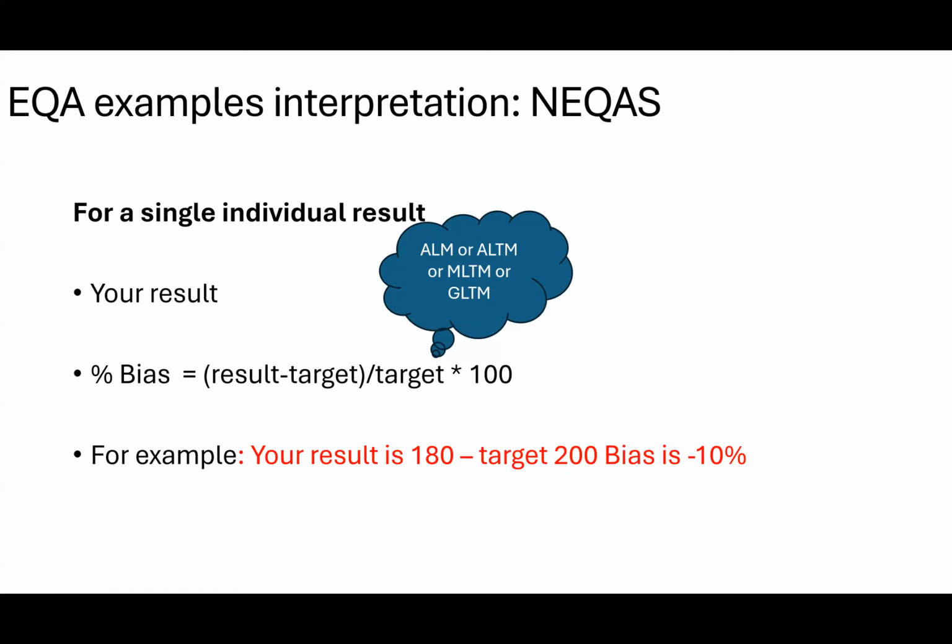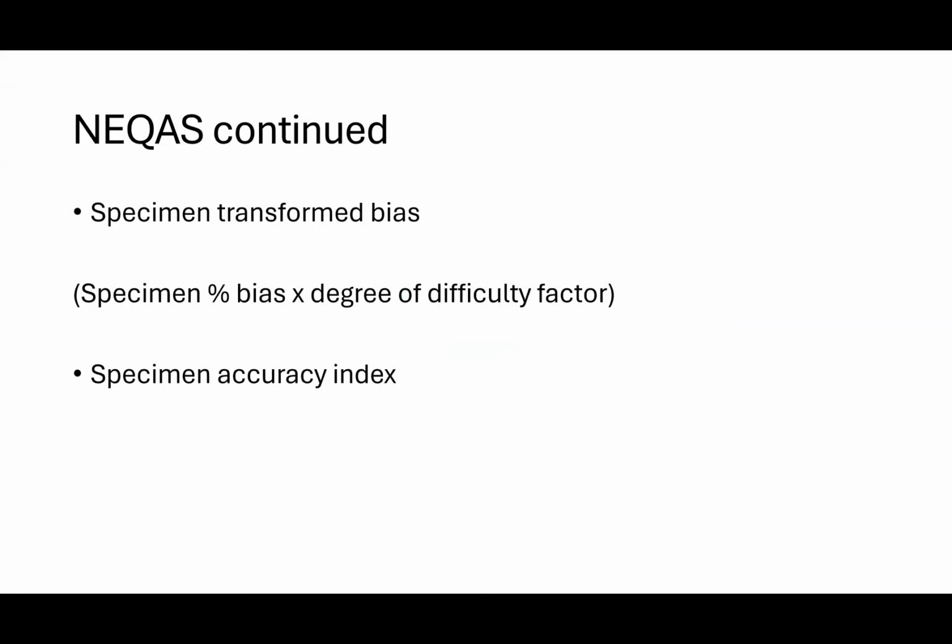And then, for example, you have a result of 180, the target that they want is 200, therefore your bias in this example would be 10%. So for a single result, you also get from NEQAS something called the specimen transformed bias. And this is just the percentage bias we just worked out there, which was 10%. And then they've transformed it by this degree of difficulty factor.